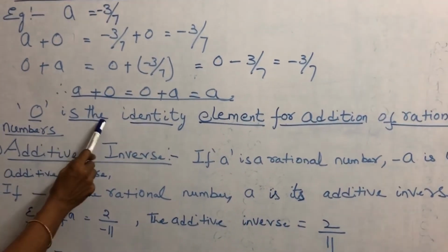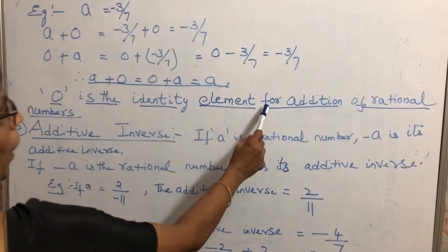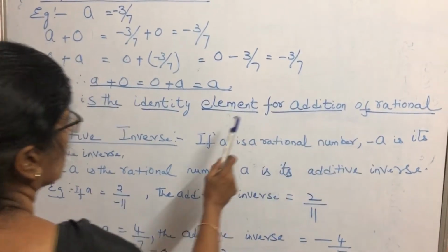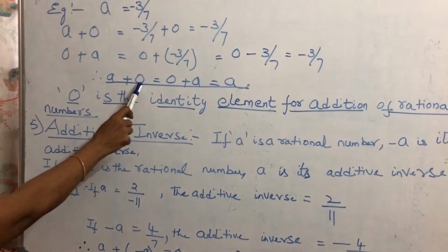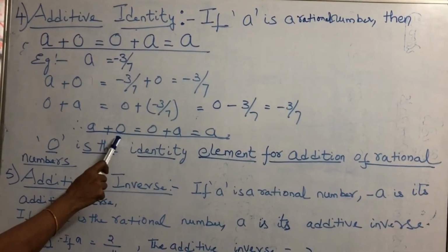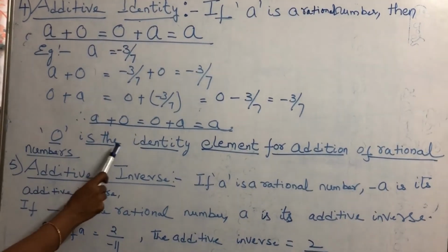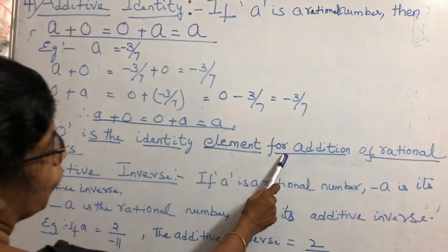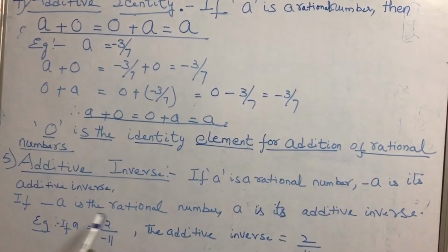0 is the identity element for addition of rational numbers. It means when 0 is added to any rational number, the value remains the same. 0 is the identity element for addition of rational numbers.